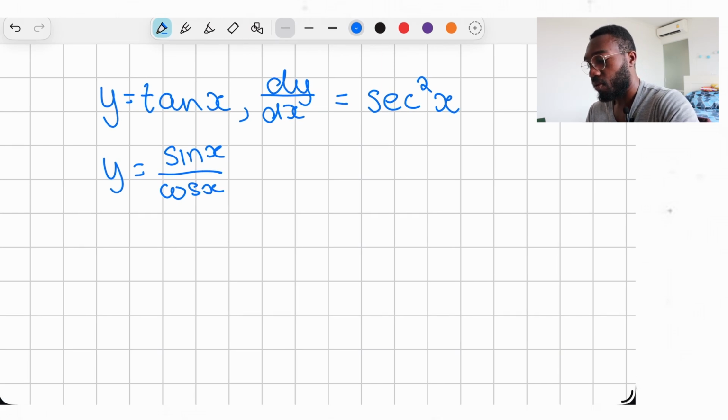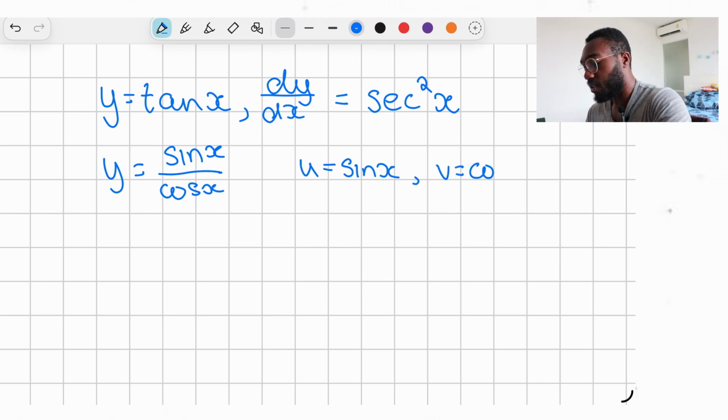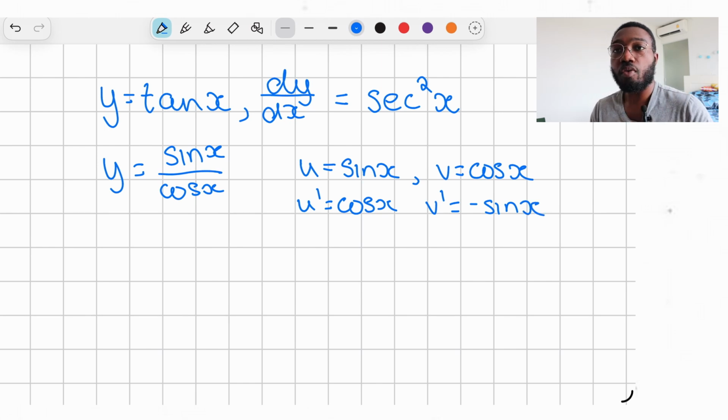If I make u equal to sine x, and I'll make v equal to cos x, okay, now we can just differentiate these. So we get u dash, that would equal cosine x, and v dash would equal minus sine x. You can also change it to f of x and g of x, h of x as well. It's up to you. We'll use u's and v's this time. So now that you've done that, we can apply the quotient rule.